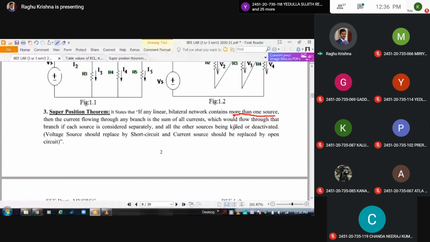So how to deactivate a voltage source? You have to replace the voltage source by a short circuit. Short circuit means voltage will be zero. That means IR equal to 0, I equal to 0 means V will be 0. And a current source should be replaced by an open circuit. In an open circuit, your current will be 0. So that is about the superposition theorem.